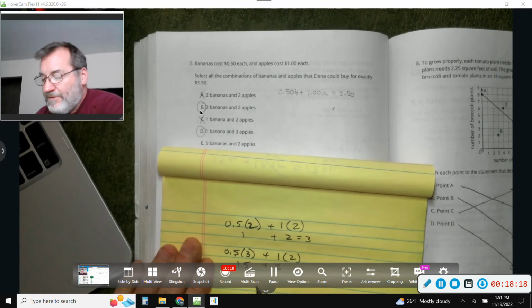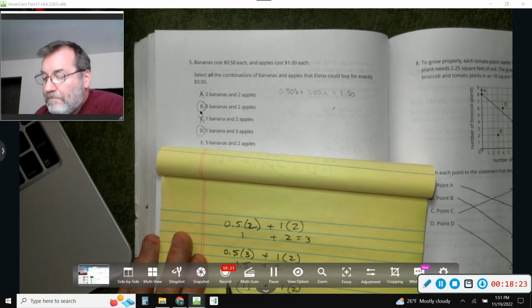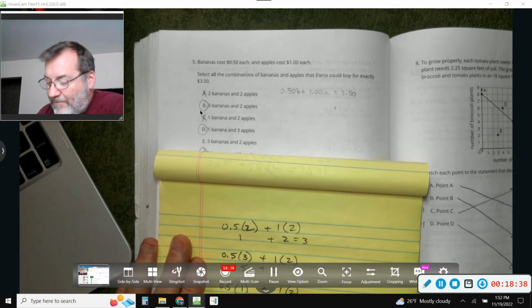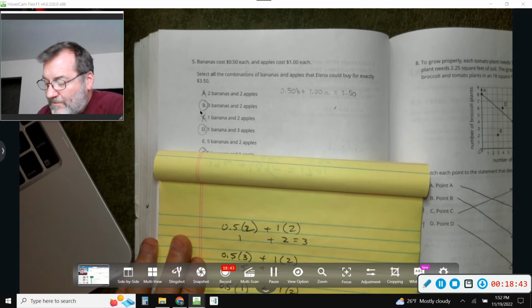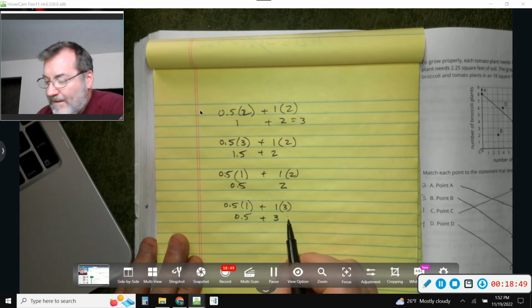C, you got 1 and 2. When you do this, you get 2 apples and 0.5 on the bananas, so that ends up at 2.50, so that's out. C is no good. Next one, 1 banana and 3 apples, 0.5 times 1 plus 1 times 3, that's 0.5 plus 3, that does equal 3.5.